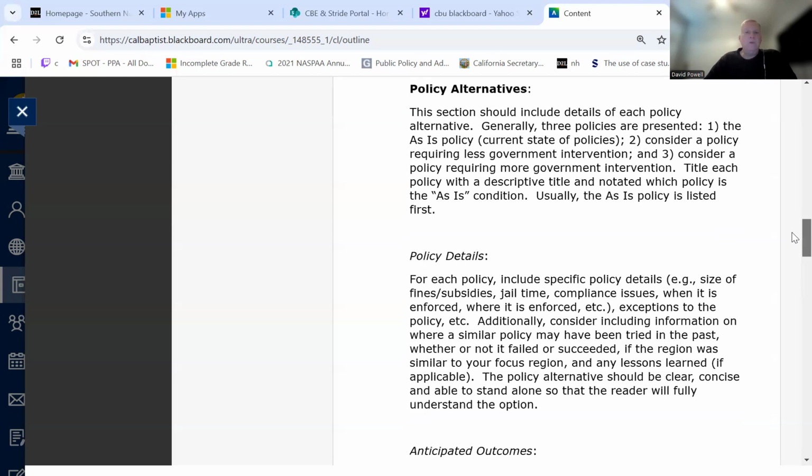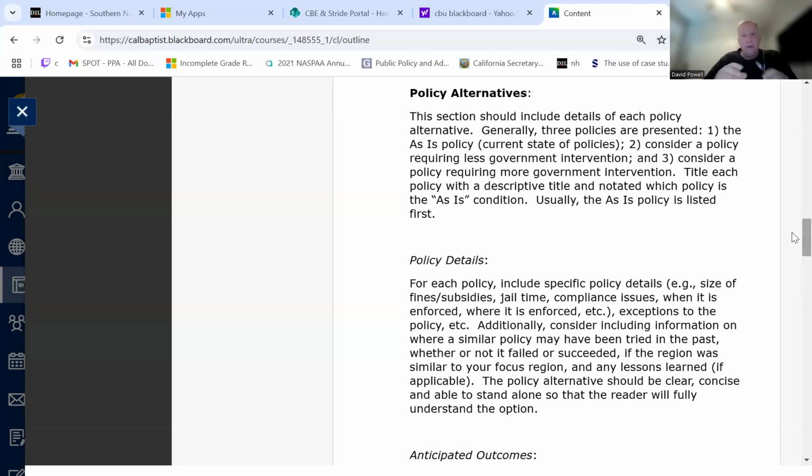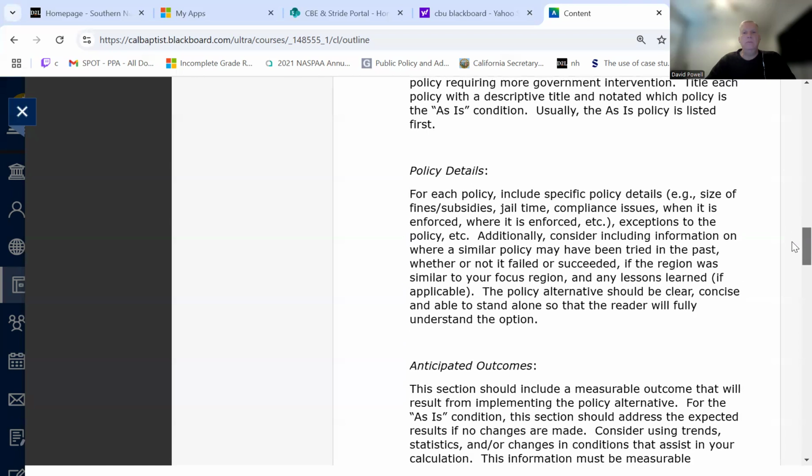And they can title each one with a descriptive title. So your as is would be the as is situation, less government intervention, more government intervention. So it's very clear so that I know which of those policy approaches is which. It's usually good to start with the as is approach as your first policy approach, and then it's up to you in terms of ordering the other 2.